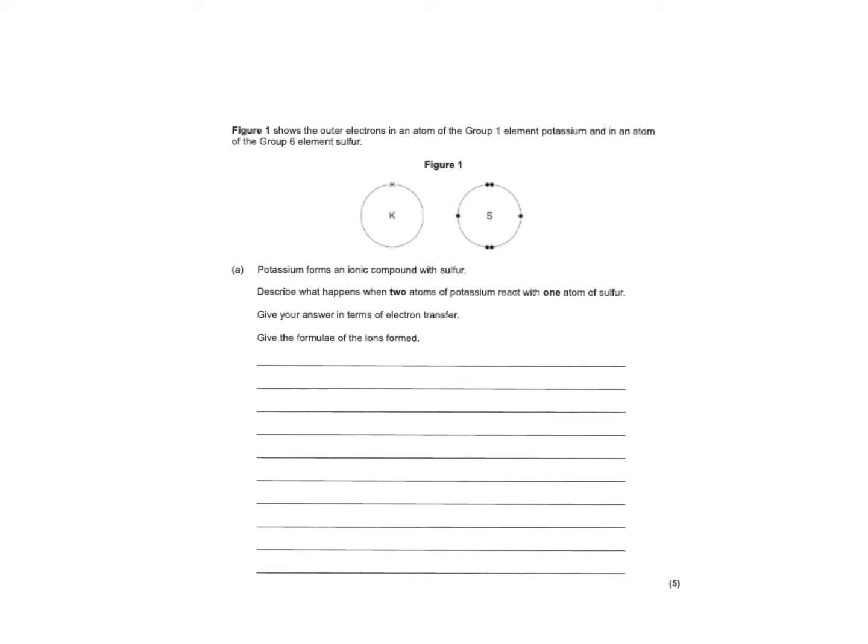Here is an exam question. Let's have a look at it. So figure 1 shows the outer electrons in an atom of group 1. So we've got 1 electron in the outermost shell, and we've got 6 electrons in sulfur, suggesting sulfur is in group 6. So potassium is your metal and sulfur is your non-metal.